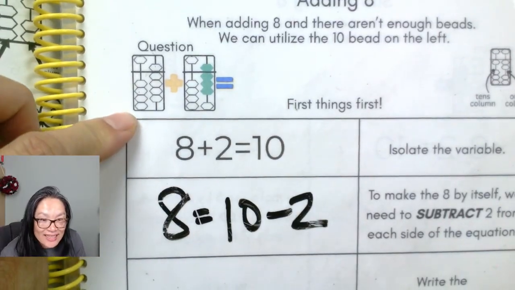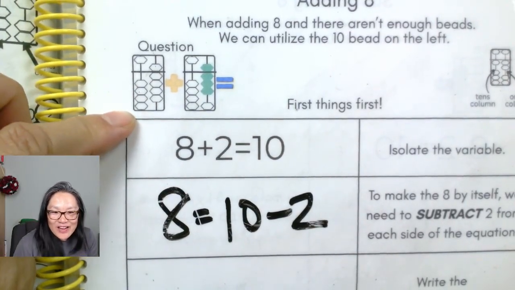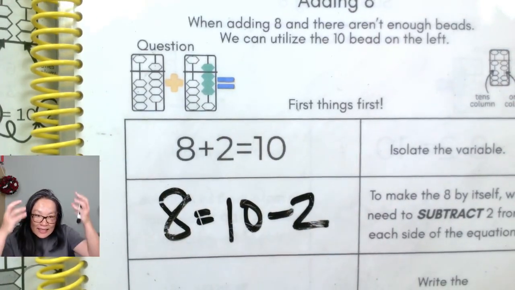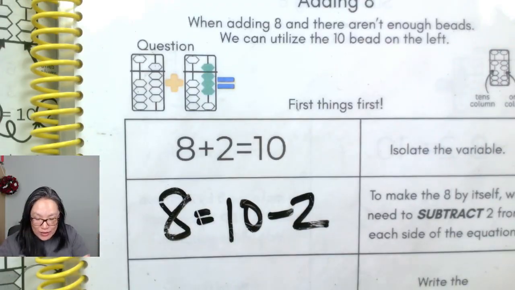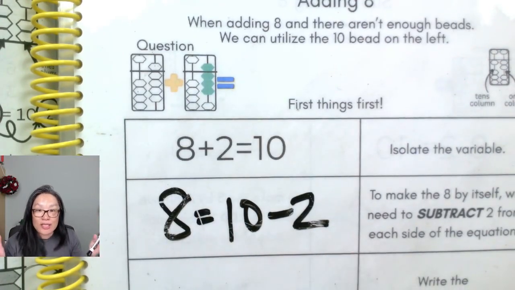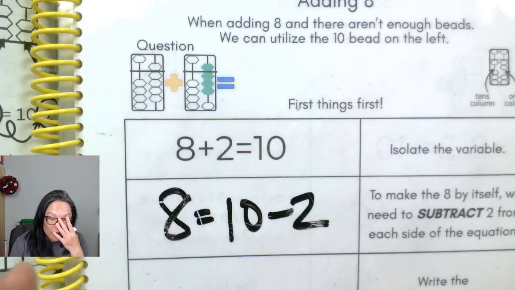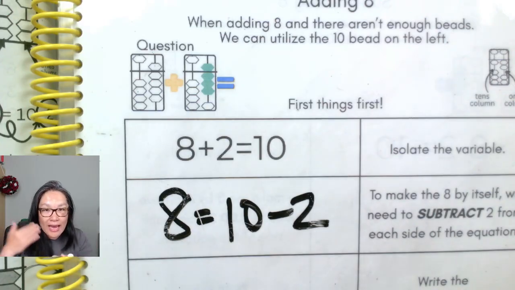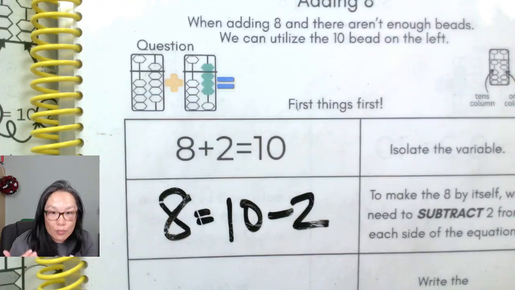When we isolate the 8, it is equal to 10. Again, this is not balanced. We need to balance this equation. It's just like algebra. This is the beginning of algebra. The abacus is the gateway to complex math.